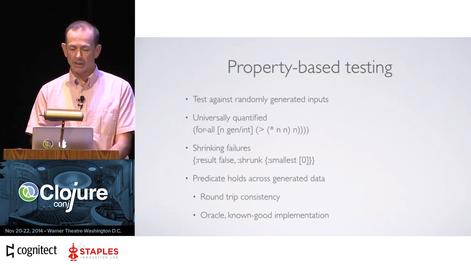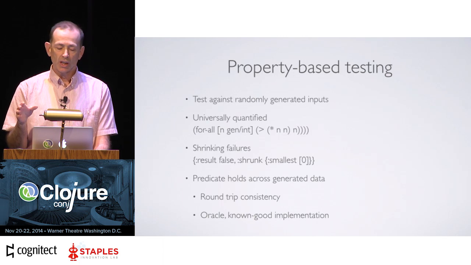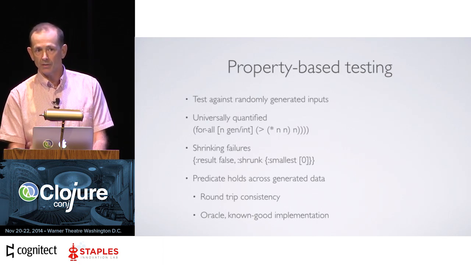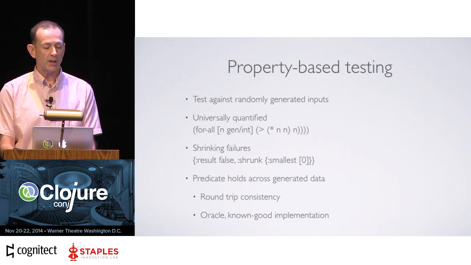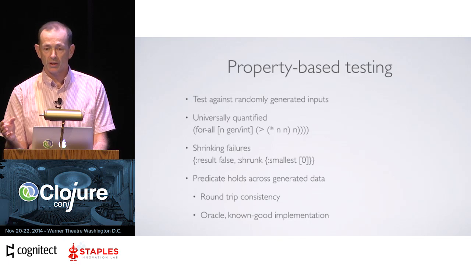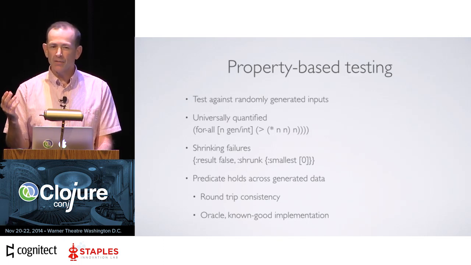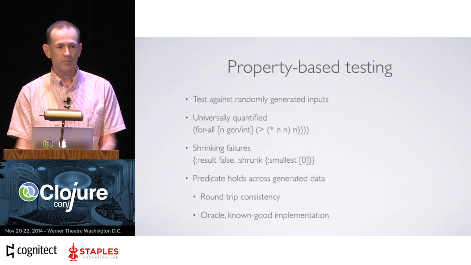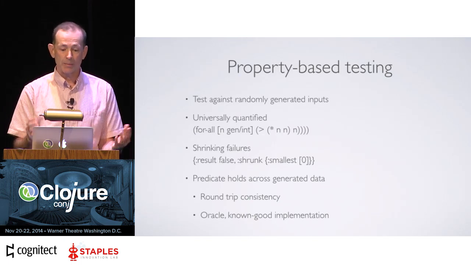Now, I have a little bit different way of looking at these properties. The typical way to do it is with for all as a universally quantified property. But equivalently, you can think of it as a predicate that holds across all your generated data. And I kind of like the predicate approach because I'm often just writing predicates for myself, using them in preconditions, using them in asserts, that sort of thing. And it encapsulates what I think I know about my data.